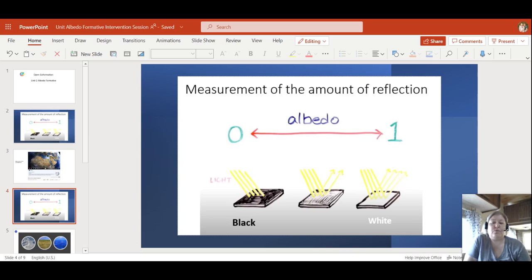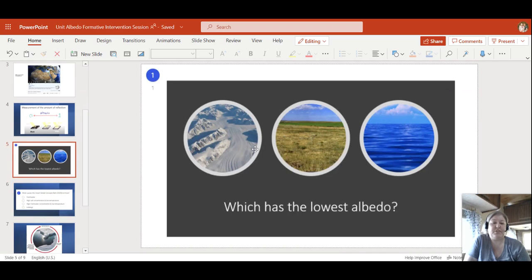So if we go to question number 1, it's giving you a chance to say which one has the lowest albedo. Is it the ice? Is it the grass? Or is it the dark water? Okay, so we'll come back to that one.